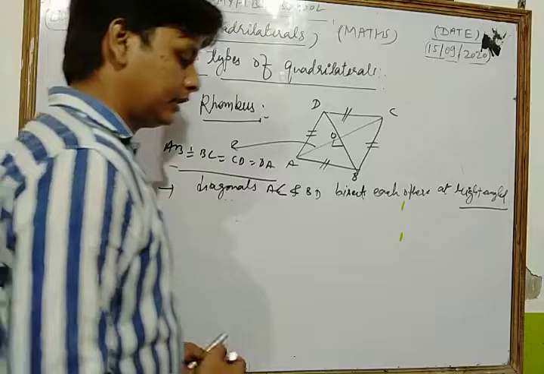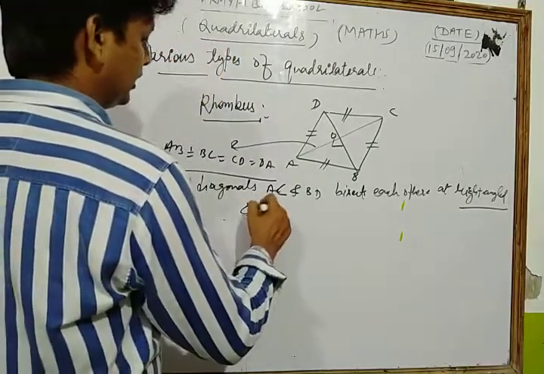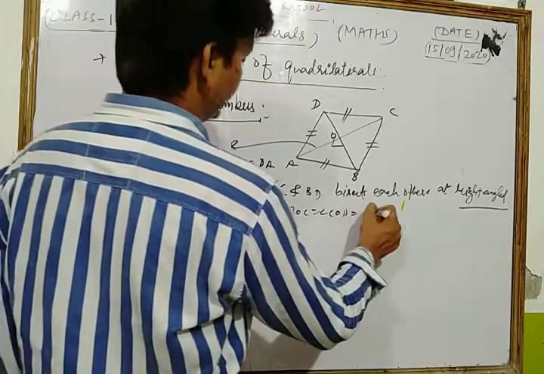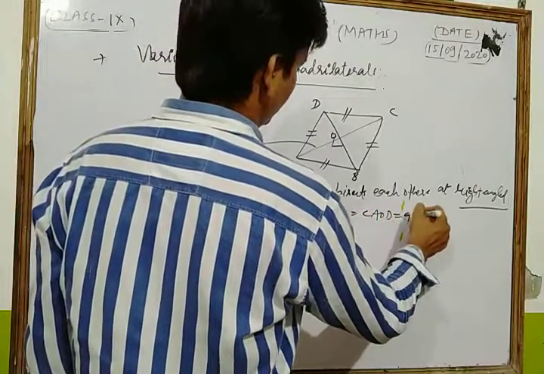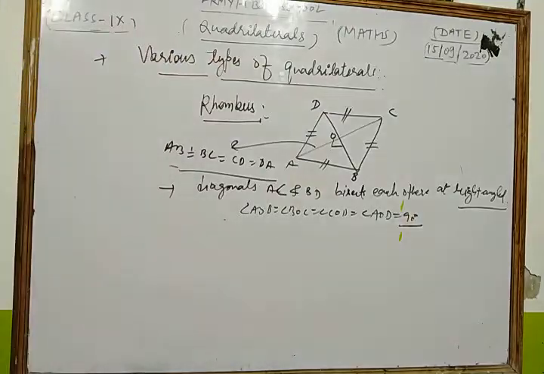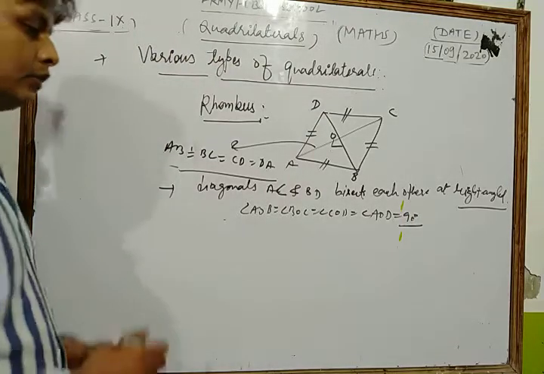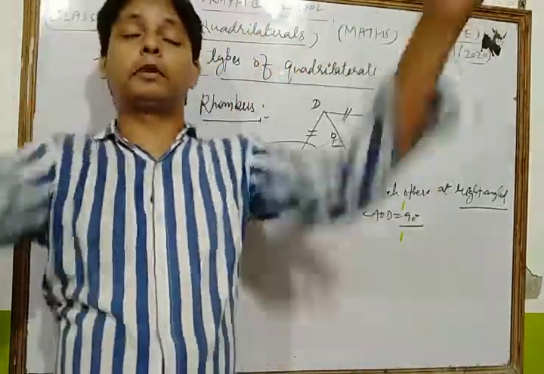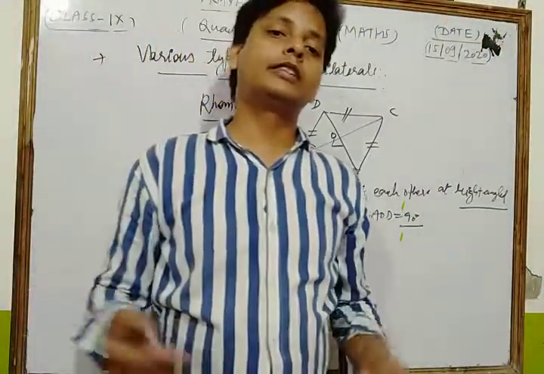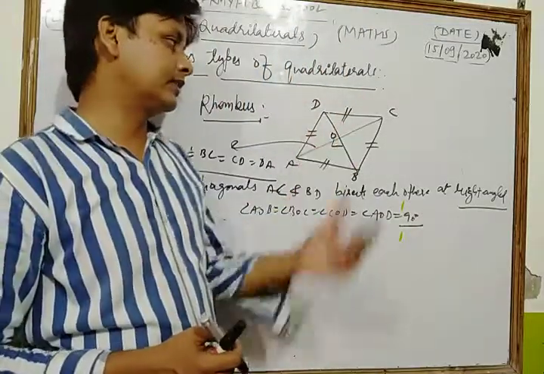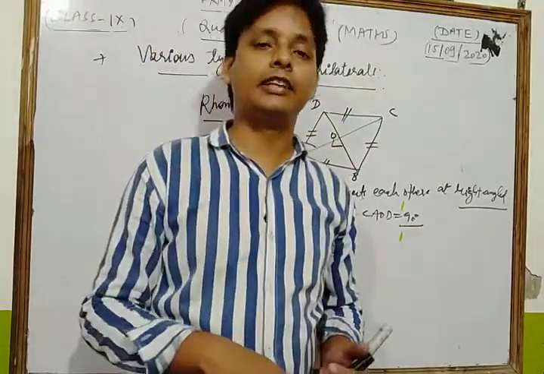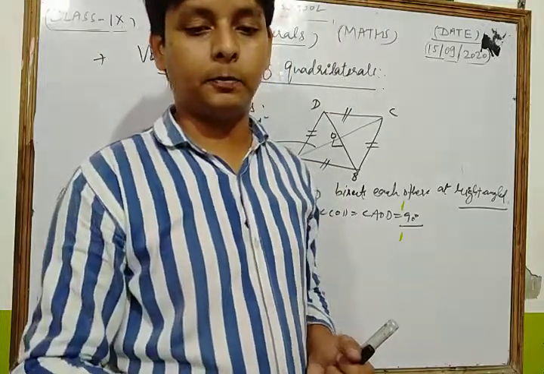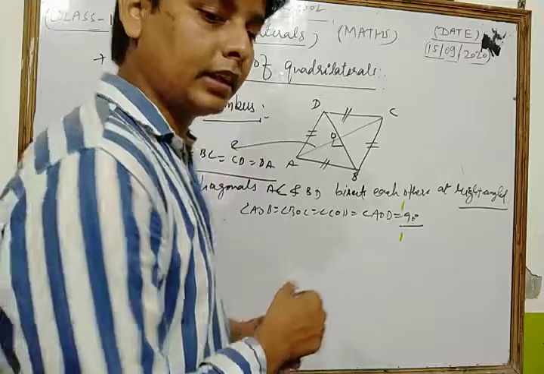So in this way, angle AOB is equal to angle BOC is equal to angle COD is equal to angle AOD, each equal to 90 degrees. So dear student, this is the concept of a rhombus. A parallelogram in which all sides are equal and the diagonals bisect each other at 90 degrees is called a rhombus. Now let's see, we discuss the rectangle.